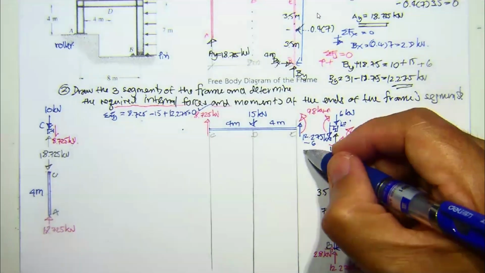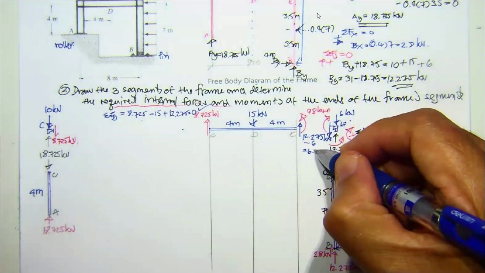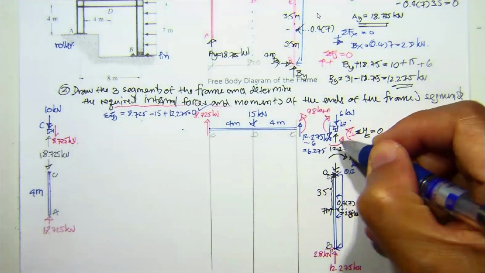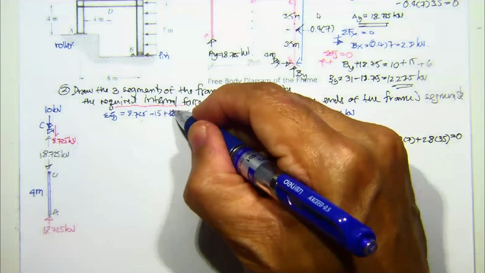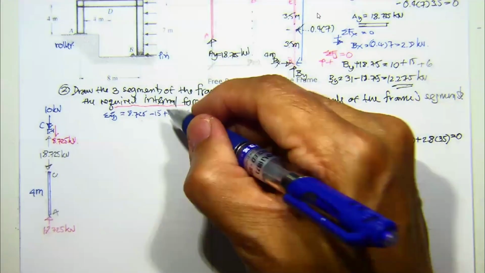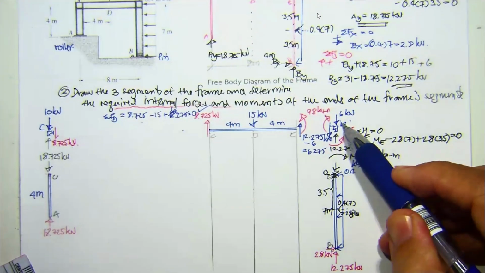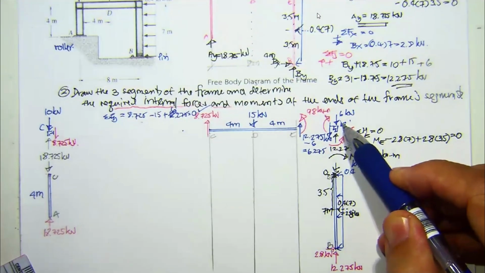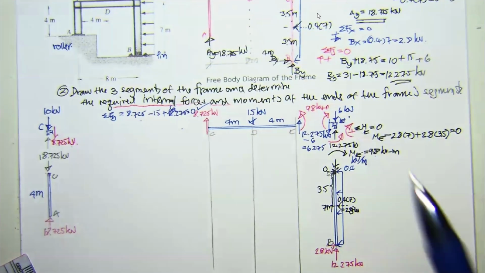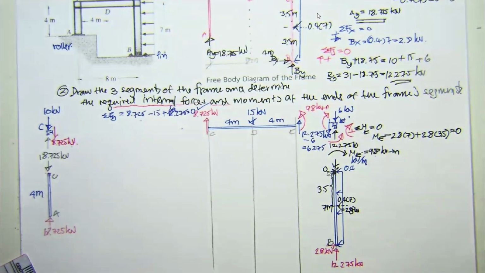And then this is going to be 6.275 kilonewton. Thank you very much. Okay, this is going to be 6.275. I was careful about the force and the charge, but this one I forgot. Okay, thank you. And then you check the moment.